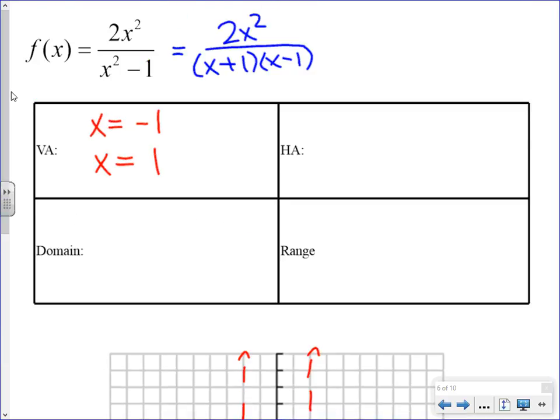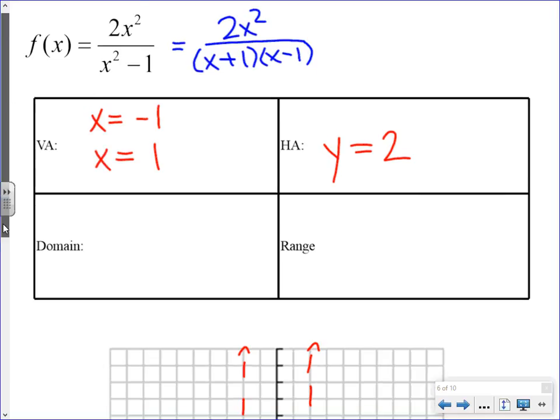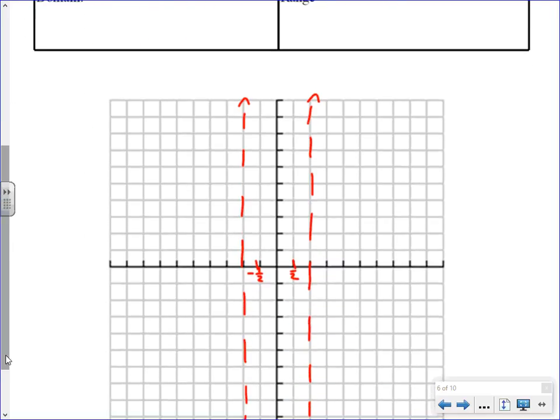Okay. What is true about the degree of the numerator compared to the degree of the denominator? They're the same. So what we do, I know some of you are kind of panicking, we look at the leading coefficients. The leading coefficients are 2 and 1. We keep the fraction bar in between. So 2 divided by 1 is our horizontal asymptote. And let's go ahead and draw that in.